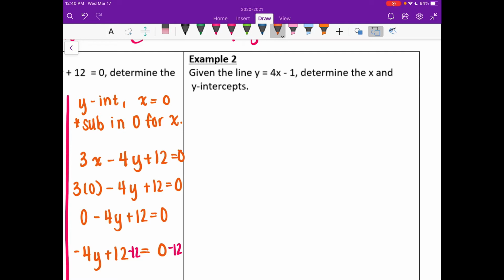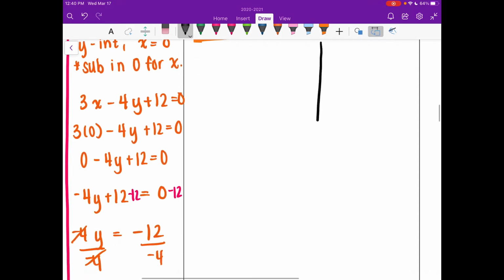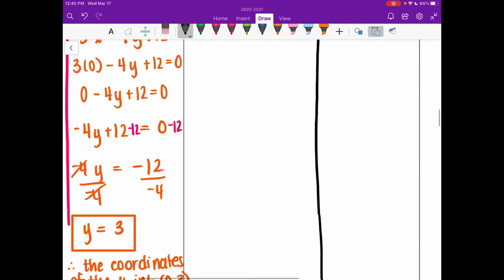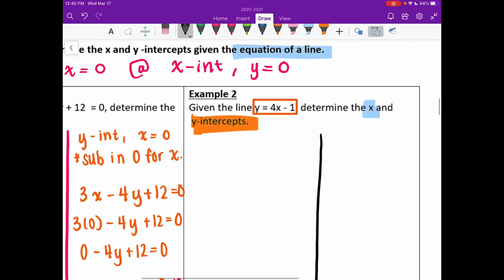Alrighty, let's move on. Okay, so hopefully you had paused that video and now you're going to come back and watch this. So it says, given the line y equals 4x minus 1, determine the x and y intercept. So we're just going to use the same colors here. So I'm going to start off with the blue for the x-intercept and then the orange for the y-intercept. Right? Same logic is to be applied. So I'm just going to make this line here to separate it.